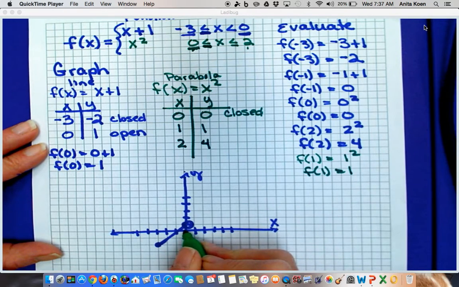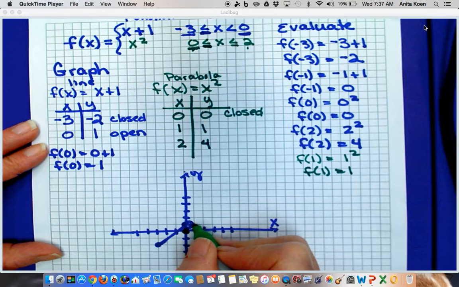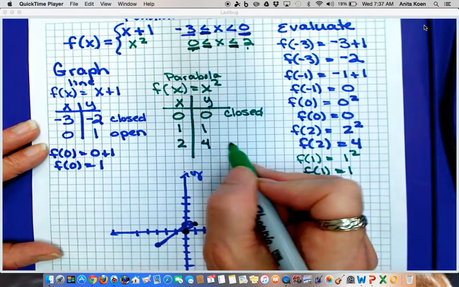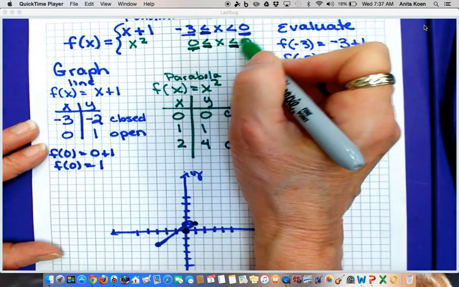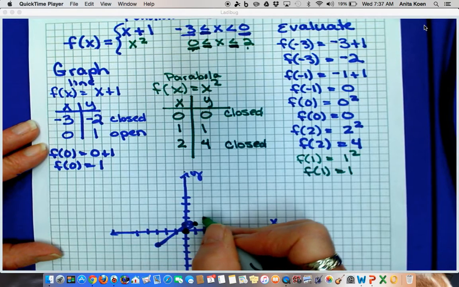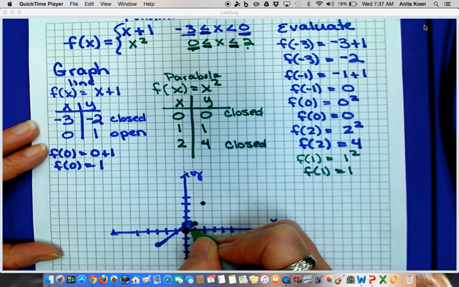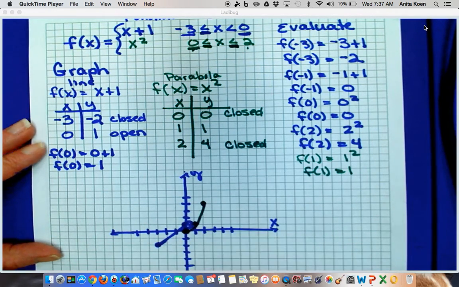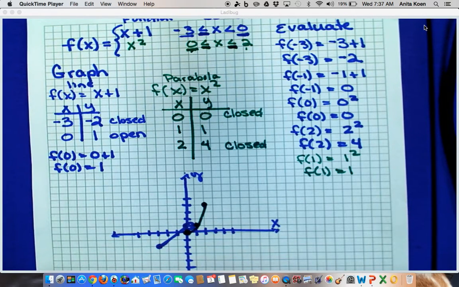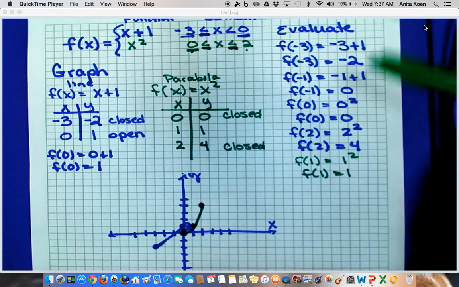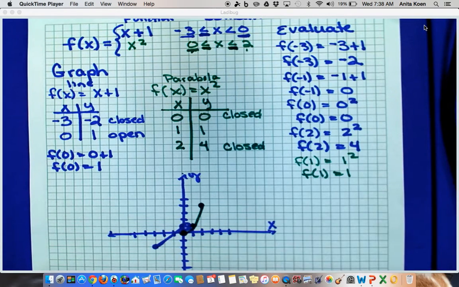So I have 0, 0, which is this point right here. It's closed. 1, 1, which is this point right here. And then 2, 4 is also closed because it has the equal sign under it. Now this is a parabola, so it's not a straight line, it's a curve. Okay, and it stops right there. And that's a little messy. I apologize that it's a little bit messy, but I hope that you can see what we did there to graph the piecewise function. So in this video, we've evaluated piecewise functions and we've graphed a piecewise function.